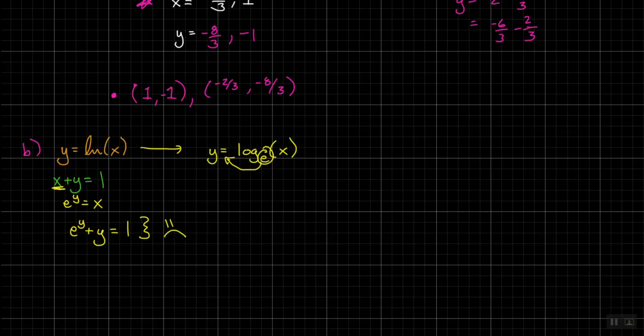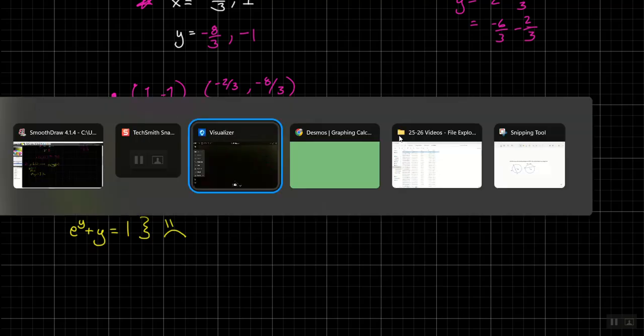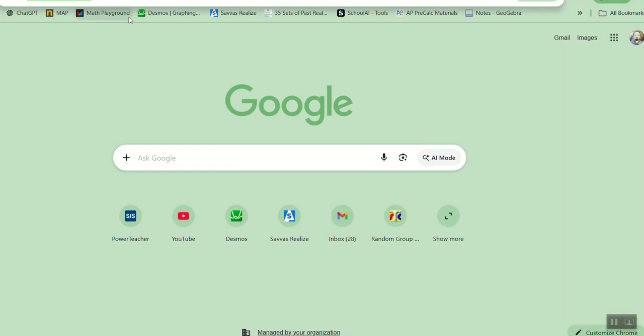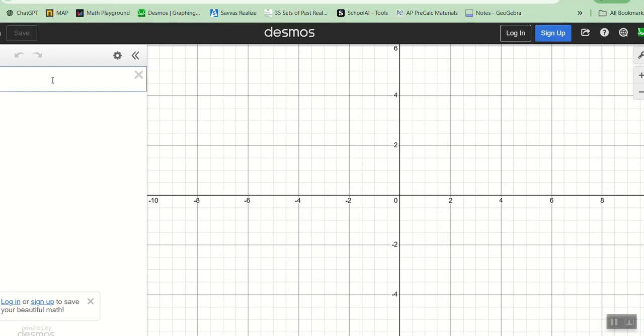All right, check it out. That is what the graph looks like. Now, for this, if we were to just graph this, and I'll graph it on Desmos for us even, ln x, hey, it's already open. One of them is natural log of x, and the other one, how do you graph x plus y equals 1?